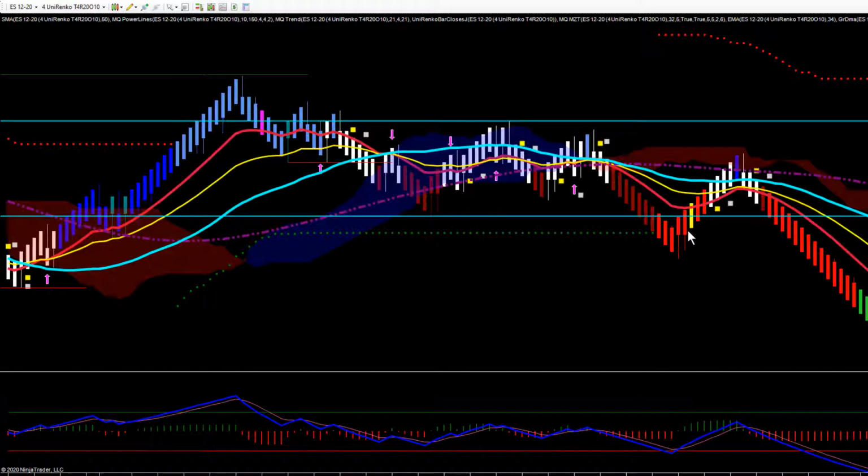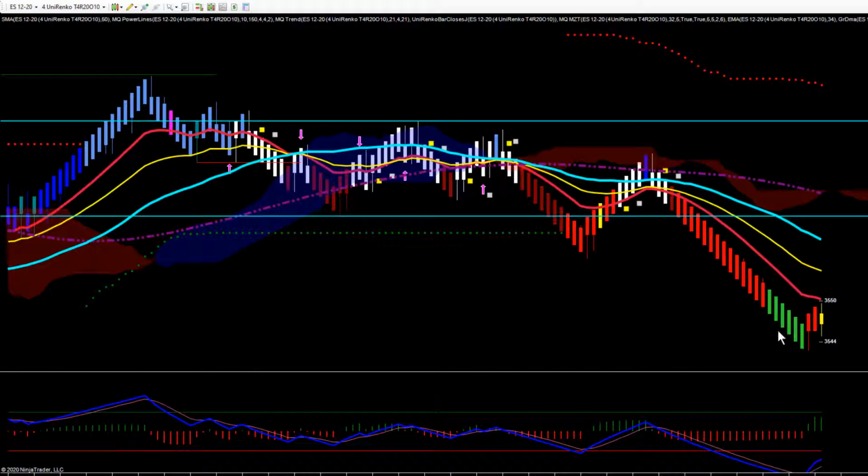Then this is where we got that big pullback, came back up to the cloud. This was our break out of the cloud, came back to the cloud, set up a nice wick out of the cloud. Everything in alignment here: 50 SMA under the smooth 50, 34 EMA under the 50 SMA, and 18 EMA under the 34. So a nice wick out of the cloud right here for a nice push down into the end of the day. And depending on how you traded that, could have grabbed 5, 6, up to $700 per contract. Again, just depends on how you were trading that.